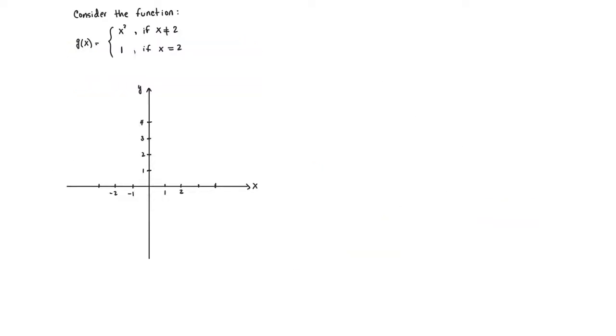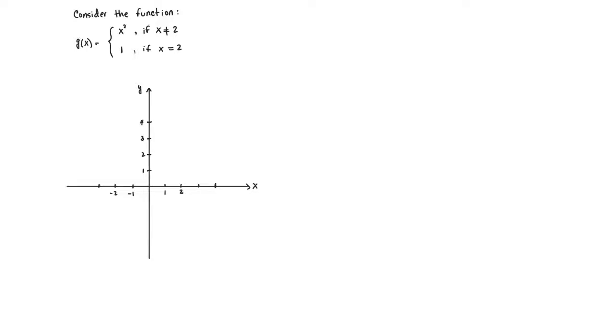Here is another great example about how we interpret the limit of a function as x approaches a particular value. For example, look at this function right here, g of x. According to the way in which this function has been defined, g of x is the quadratic x squared, the simple parabola x squared, whenever x does not equal 2. But if x happens to equal 2, g of x is going to be equal to 1.